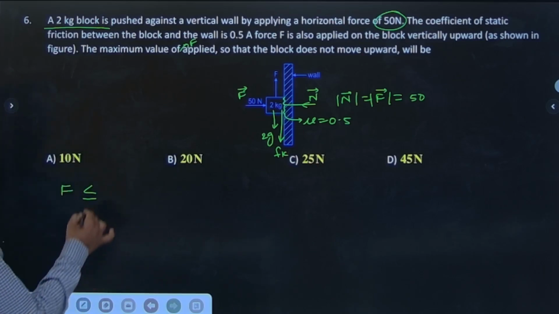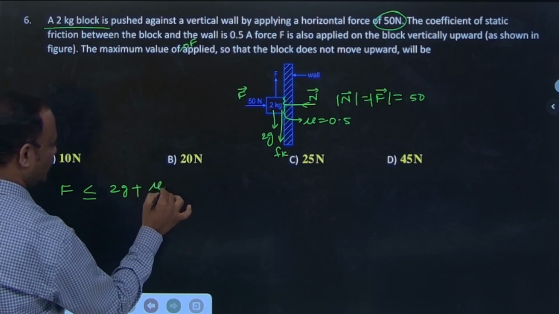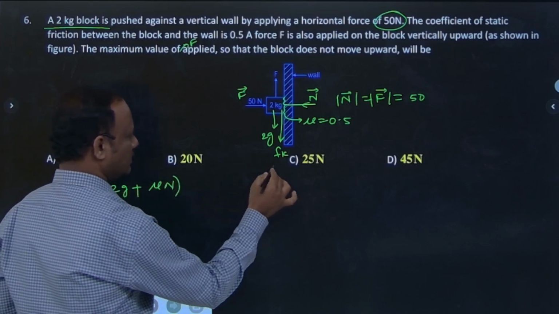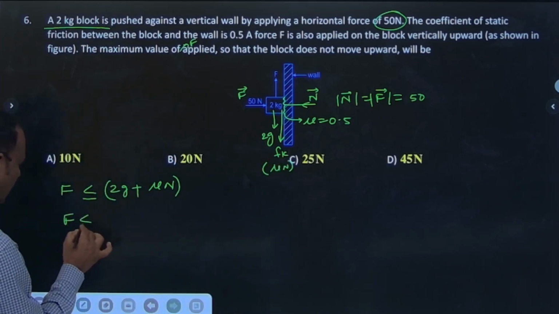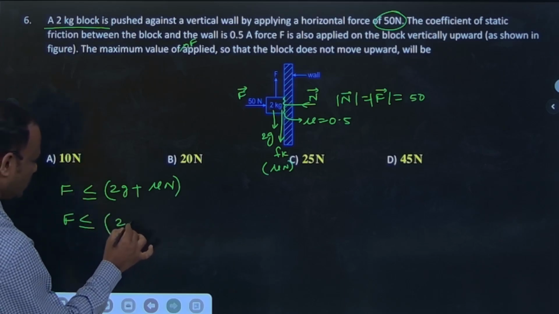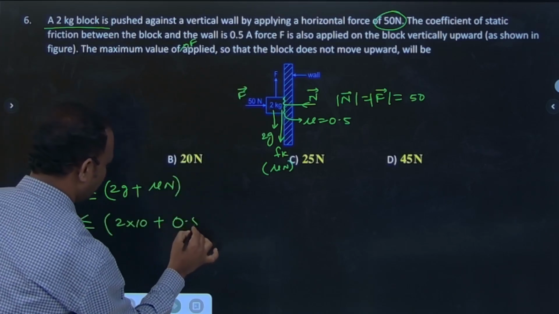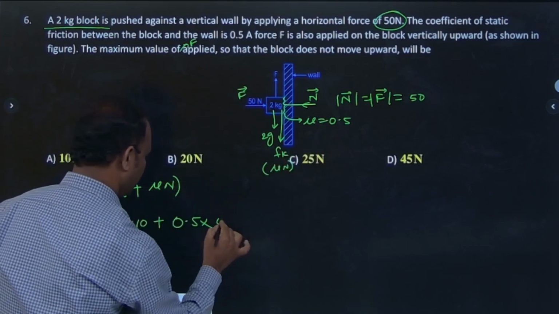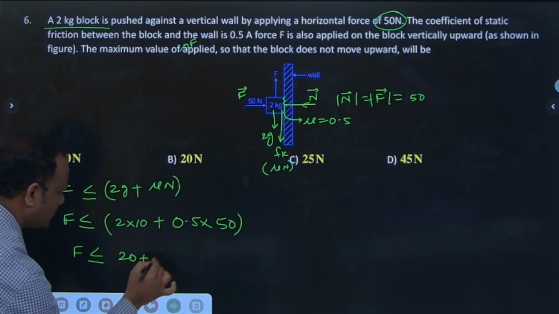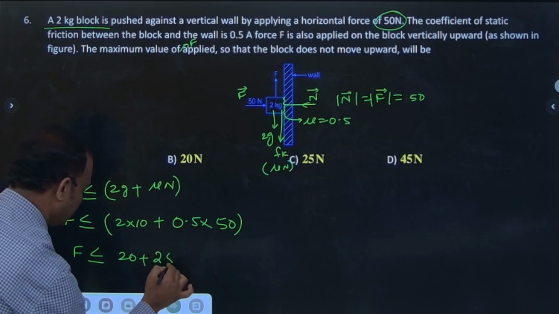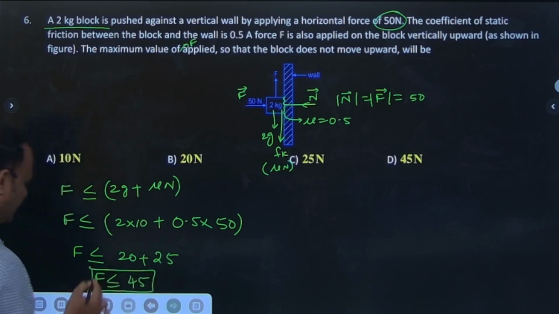So F is less than or equal to 2g plus mu into N, because friction is mu into N. 2g means 2 into 10, plus the mu value 0.5 times N, which is 50. So F is less than or equal to 20 plus 25, which is 45.